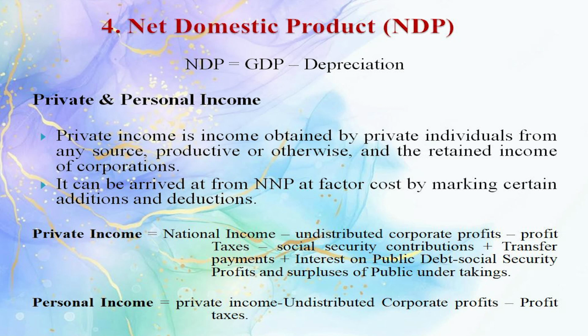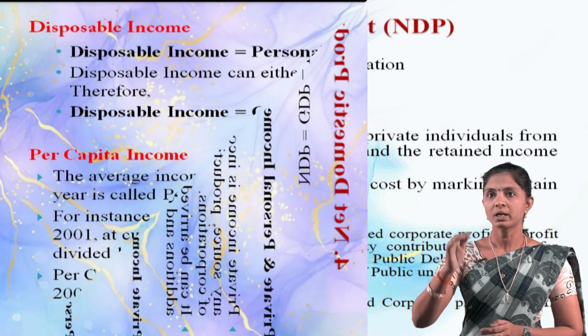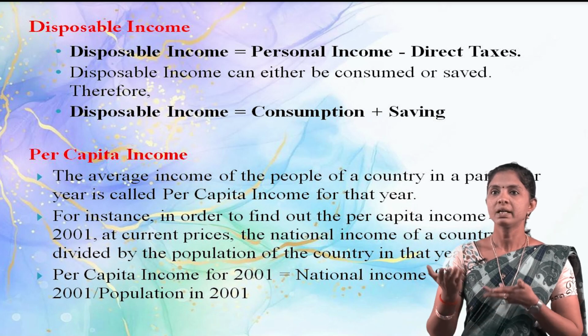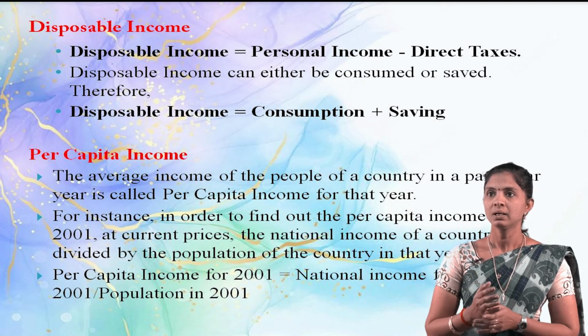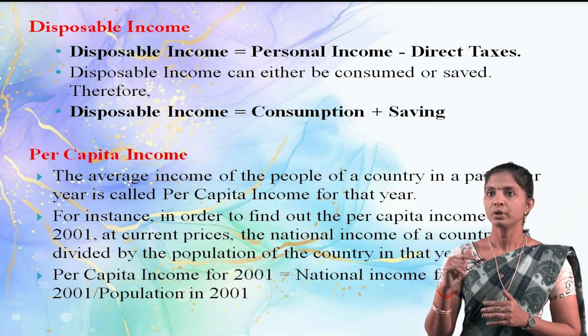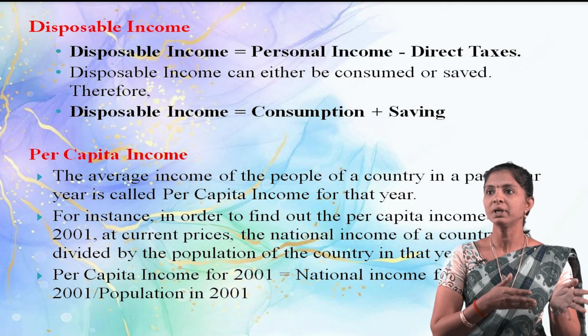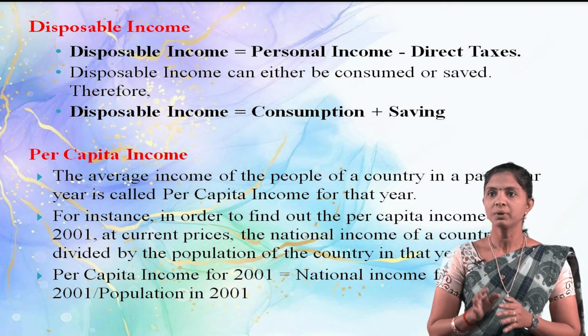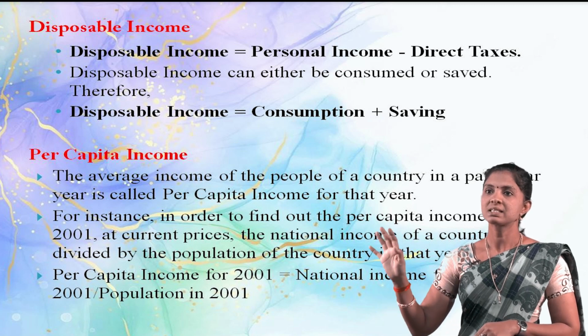Then next one is personal income. Personal income equals private income minus undistributed corporate profit minus profit taxes. So what is disposable income? What is per capita income? The disposable income equals personal income minus direct taxes. So disposable income can either be consumed or saved. Therefore, disposable income equals consumption plus savings.